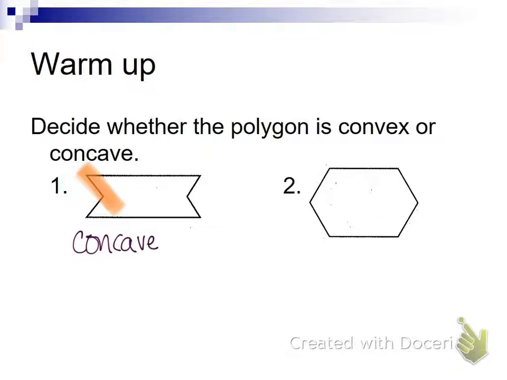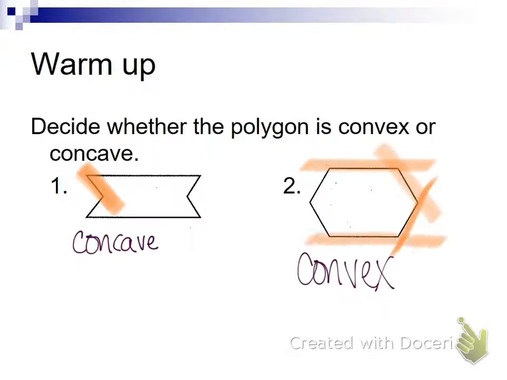The other way we thought about it is to see if it looks like it's dented. If it's dented inward, it's concave. Number 2 is convex. If we go all the way around and turn all of the sides into lines, none of them cut into the shape.